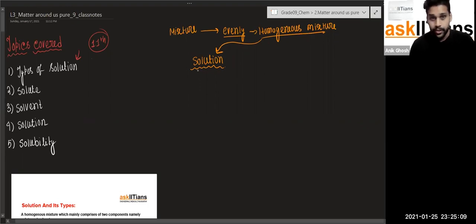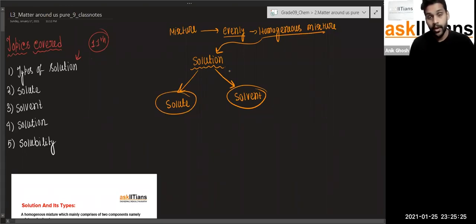Now a solution is made up of two things. One is solute, and another one is solvent, isn't it? Solute and solvent. These two are the main constituents of a solution. Now, what is a solute and what is a solvent? Solvent is that thing that is inside the solution in greater amount. So solvent is the thing that is there in greater amount.